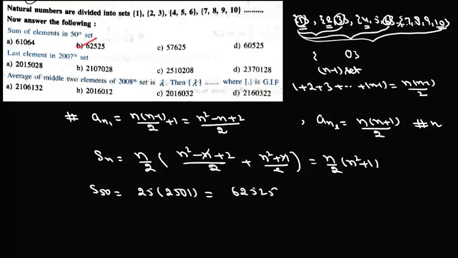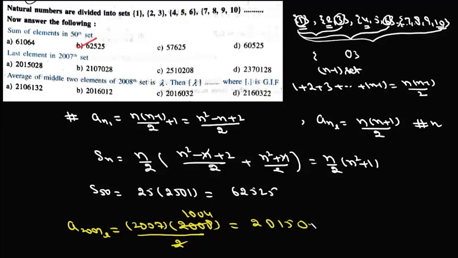Now the next question is the last element in the 2007th set. Now the last element in the nth set is n(n+1)/2. So the last element in the 2007th set will be 2007 into (2007+1)/2. So there will be 2008 whole divided by 2, so it is 1004, and this is 2015028, and that's your option A.